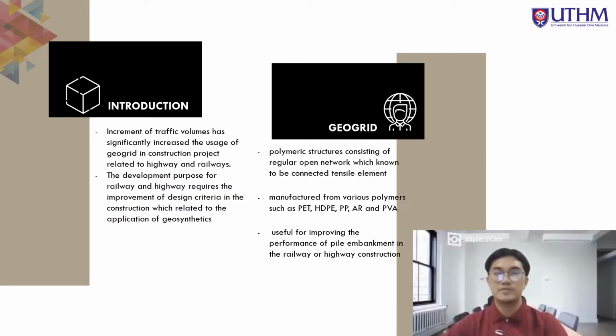My name is Fairuz Nadzmie, and I will explain about the application of geogrid reinforced embankment. Due to the increase in traffic volume, the usage of geogrid in construction projects related to highways and railways has significantly increased. The geogrid itself is a polymeric structure consisting of a regular open network of connected tensile elements. The geogrid can be manufactured from various polymers such as PET, HDPE, PVA, and so on. The function and use of the geogrid is to improve the performance of the pipe embankment in railway and highway construction.